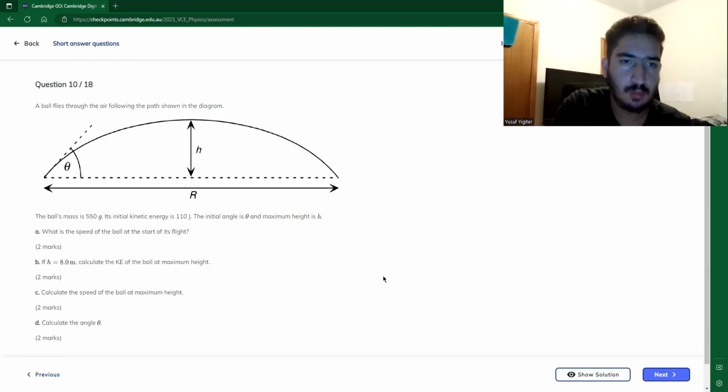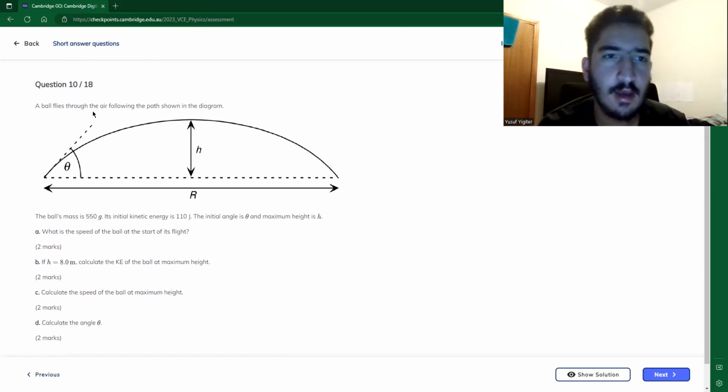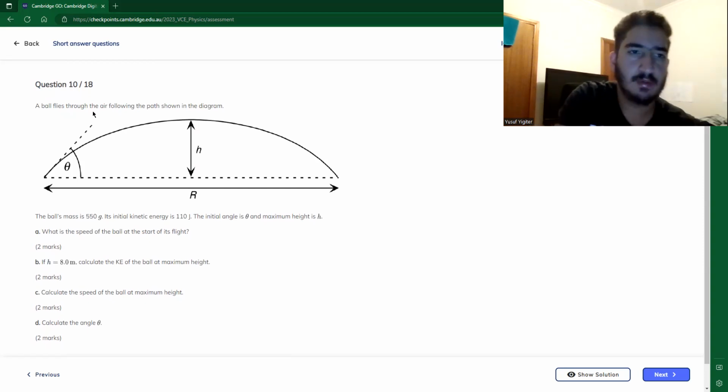Oh, oh damn, this looks hard. A ball flies through the air following the path shown in the diagram. Okay. Now we're given something else. The ball's mass is 450 grams. Its initial kinetic energy is 110 joules. The initial angle is theta and maximum height is h. So that'll be the turning point.